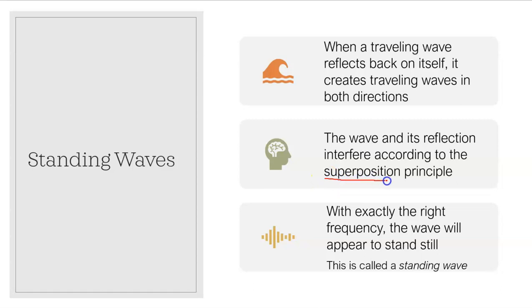The definition of superposition, boleh look at the slide yang awal-awal sebelum ini. Okay, with exactly the right frequency, the wave will appear to stand still. This is called a standing wave.